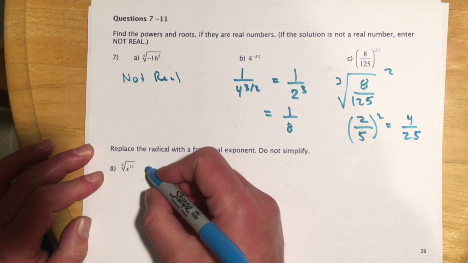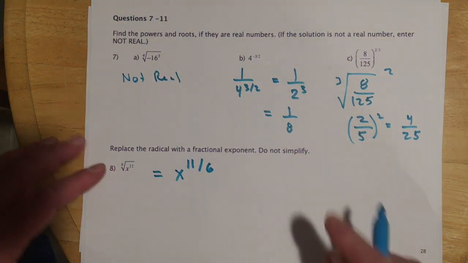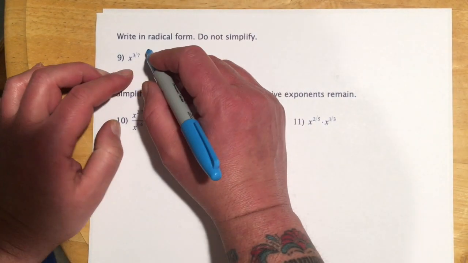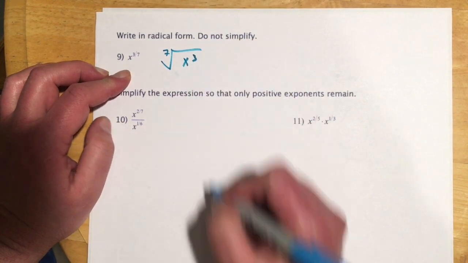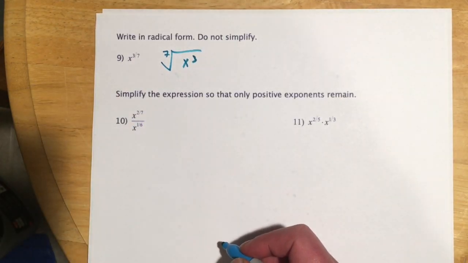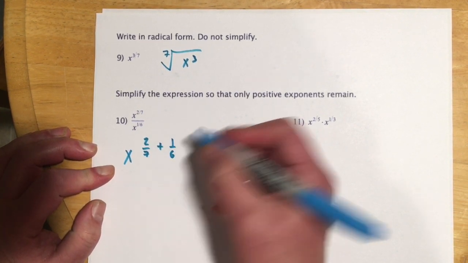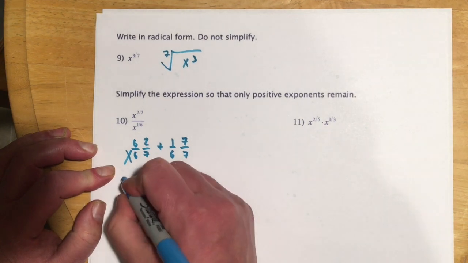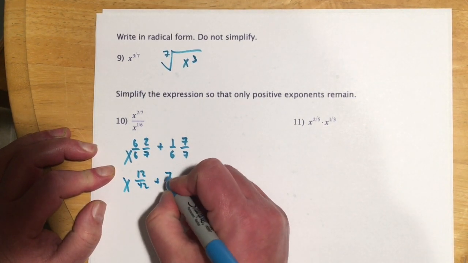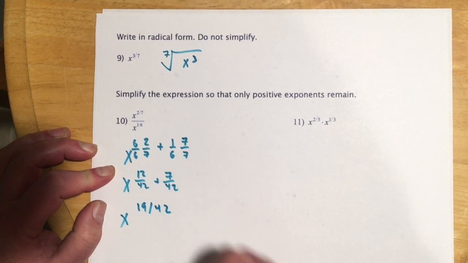Number 8 is rewrite with a fractional exponent. So power is 11 and the root is 6. 9 is write as a radical. So this would be, the root is 7, so it'll be the 7th root of x cubed. And then these two simplify, so x to the 2/7 plus 1/6. 7 times 6 is 42, so this one gets 7s and this one gets 6s. So x to the 12/42 plus 7/42 makes x to the 19/42.